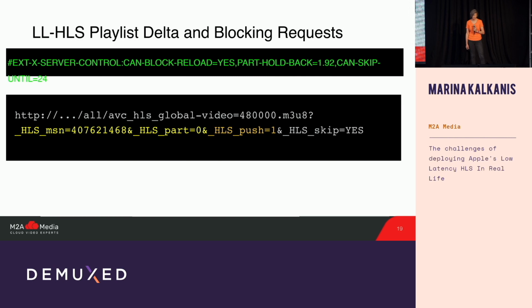And what the client's saying is, give me a playlist, but give it to me when it has this segment, that part, and by the way, push me the part when it's ready. So what's key here now is the client is asking for the next part it needs directly in a playlist that's not cacheable. So this is going to go right through the cache and only be returned to the client when this particular playlist at this point is ready.